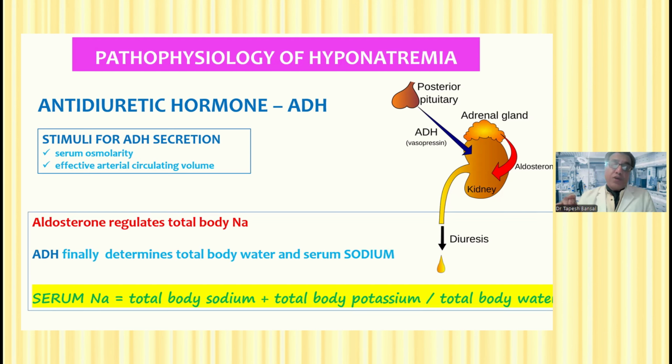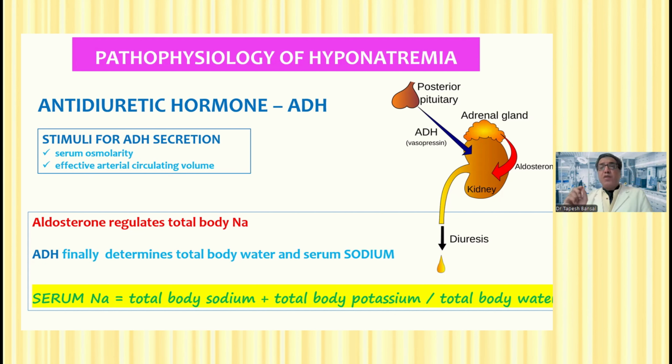Now, the other hormone is aldosterone. Aldosterone's role becomes important when there is decreased renal perfusion. So here, when there's decreased renal perfusion, the renin-angiotensin-aldosterone system comes into play. There's increased aldosterone, and it leads to increased sodium and water absorption in the distal tubules. However, ultimately it is ADH which determines the total body water and serum sodium, because the serum sodium depends on the total body water content, right? That is the osmolarity, and ADH determines the osmolarity.